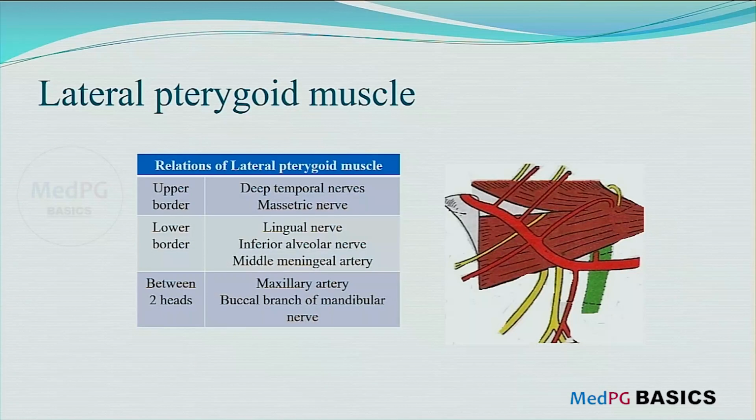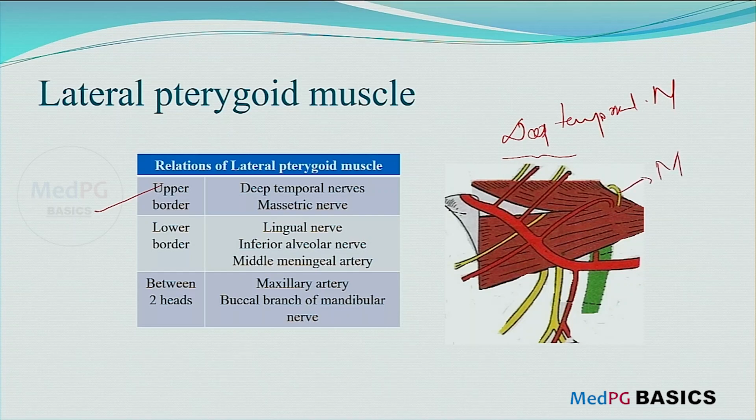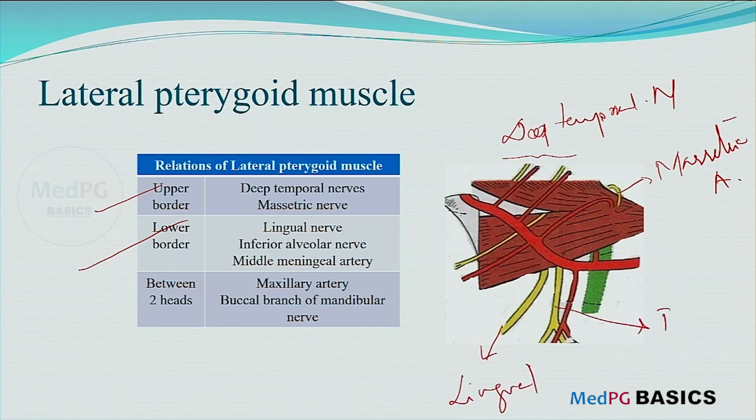Now going on to the other relations of the lateral pterygoid, along the upper border you can see the deep temporal nerves and vessels. Along with that, you also see the masseteric nerve. These are the two main structures that are related to the upper border of the lateral pterygoid muscle. Along the lower border, you're going to see the lingual nerve, and here is the inferior alveolar nerve as well as vessels.